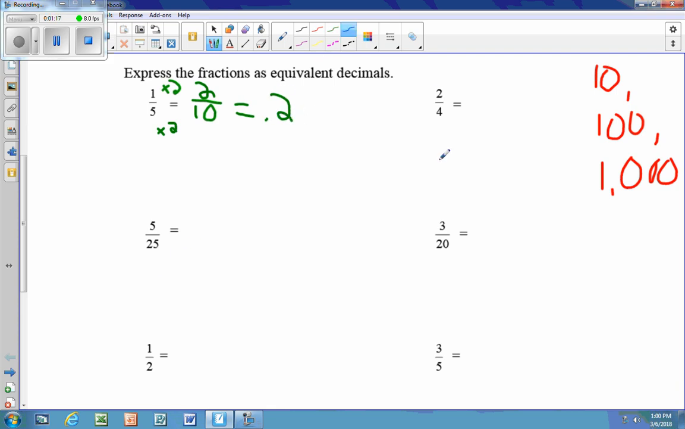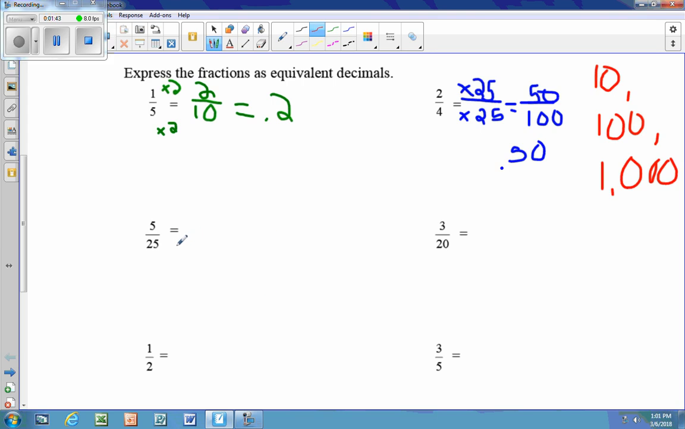Next, I have 2/4. If I do 4 times 25, I can get to 100, which is one of the numbers that I need. So if I did times 25 on the bottom, I need to do times 25 on the top, and I would end up with 50, and my decimal would be 50 hundredths.